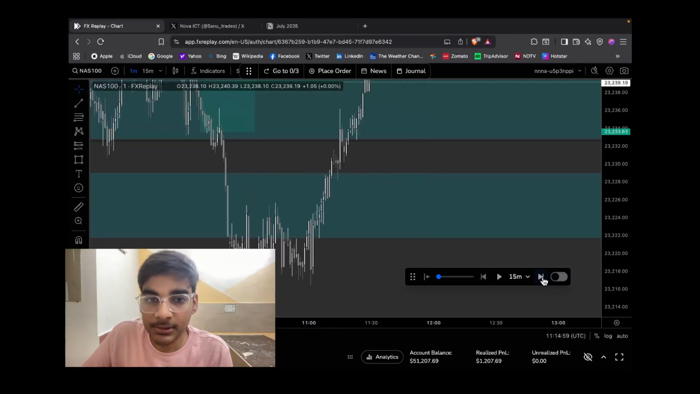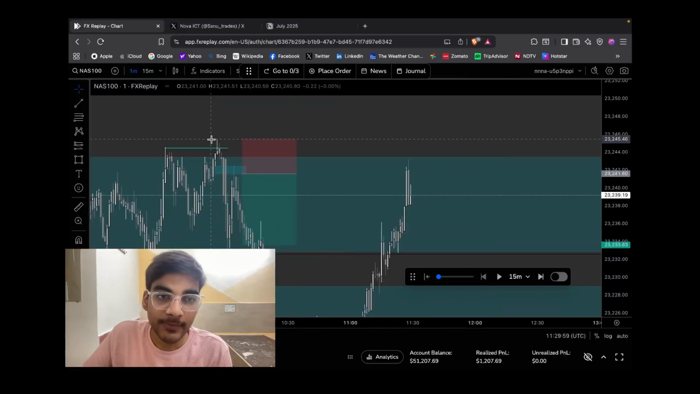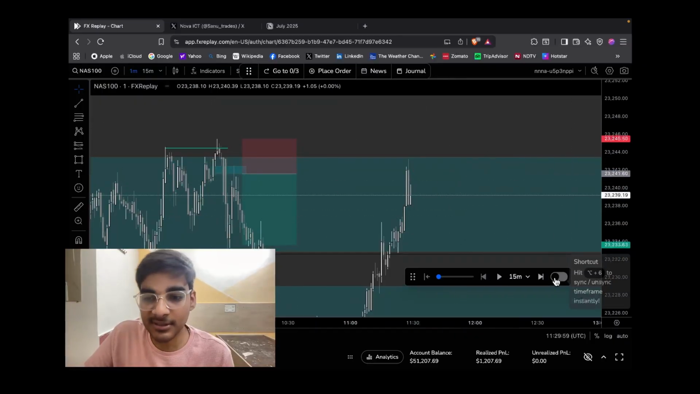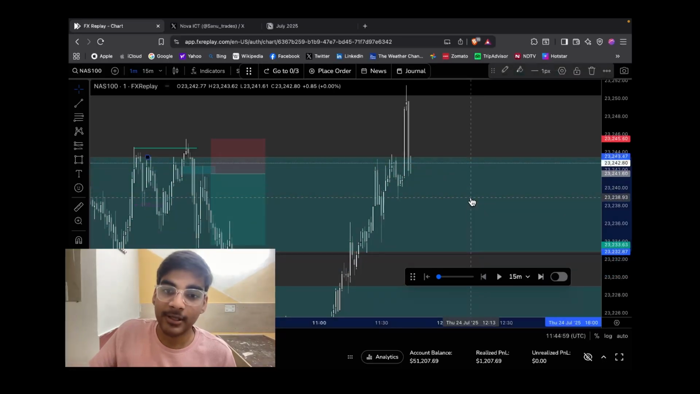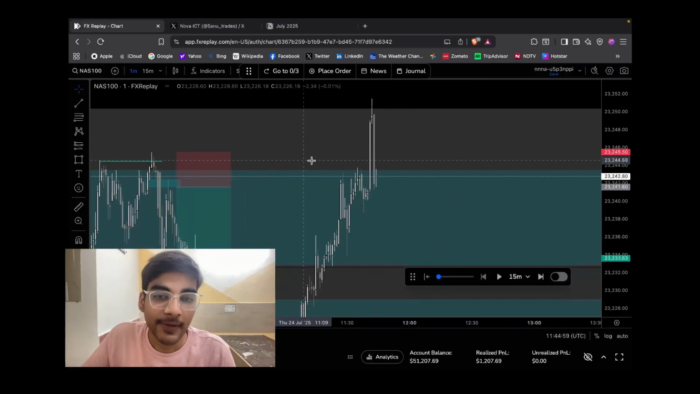No trade. If we sweep this and get some inversion, then I might take it. Okay, exactly what I was looking for. So this is a very nice inversion.